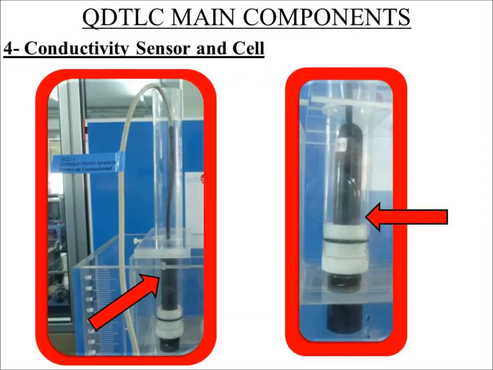Number 4. Conductivity sensor and cell. These components will measure the conductivity, that is the capacity of a solution to conduct electric current. These have a measuring capacity of 0.1 milliseconds to 19.99 milliseconds, a resolution of 0.1 milliseconds, and an accuracy of plus or minus 2%. The diffusion cell or sensor has capillary numbers of 317, a capillary length of 5 mm, and a capillary diameter of 1 mm.